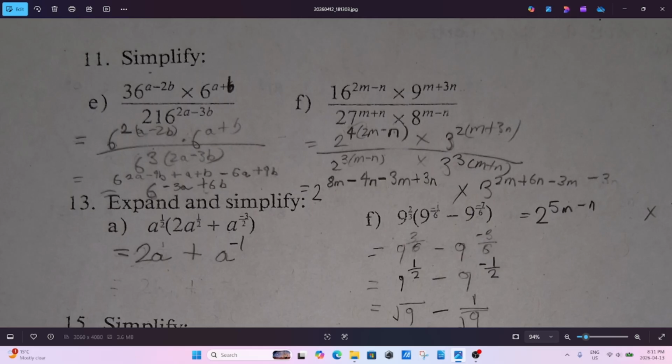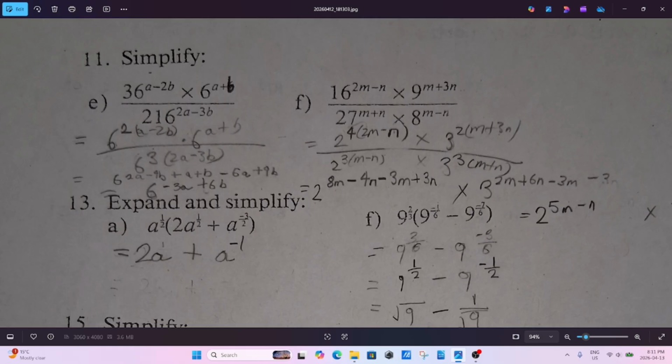to the exponent a minus 2b. 6 to the a plus b stays as 6 to the exponent a plus b. But 216 we rewrite as 6 cubed, and that to the exponent 2a minus 3b. So that means you just multiply the exponents together.